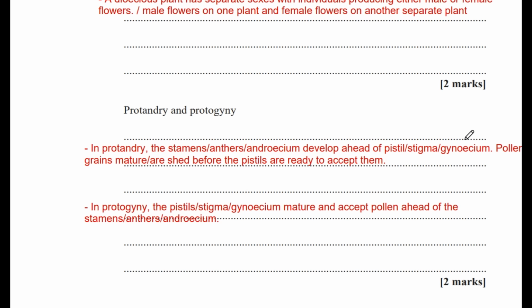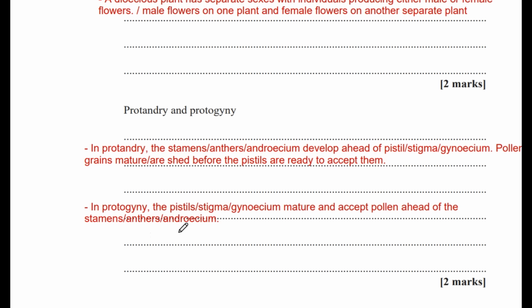What this basically does is that it prevents self-pollination from occurring. It's kind of like, well, the man wakes up, but the girl's still sleeping. And so thus nothing could happen, if you know what I mean. The man reaches early, the girl comes in later. Protogyny is just the opposite. The female wakes up, the man still sleeping. So in this case here, the pistils, the stigma, the gynoecium mature and accept pollen ahead of the stamens, the anthers, and the androecium, before those could even develop.